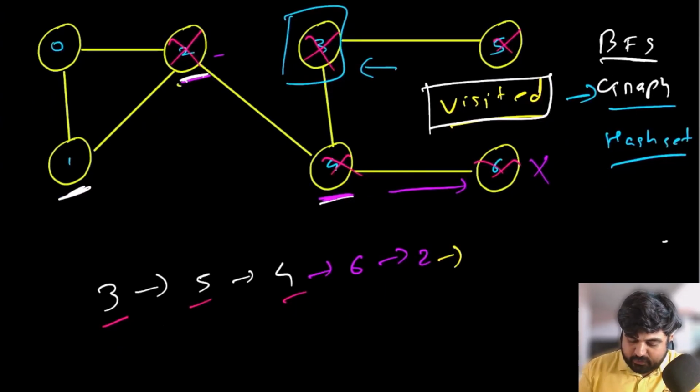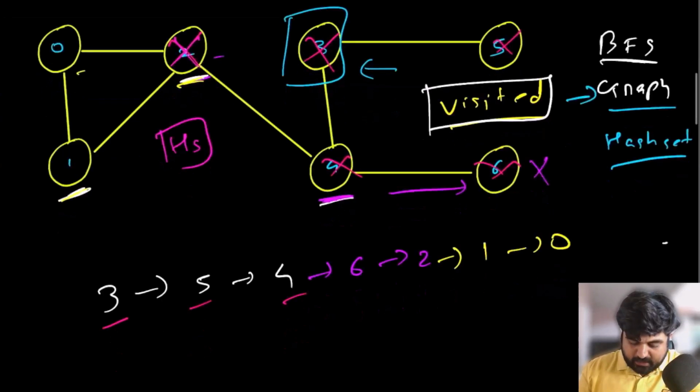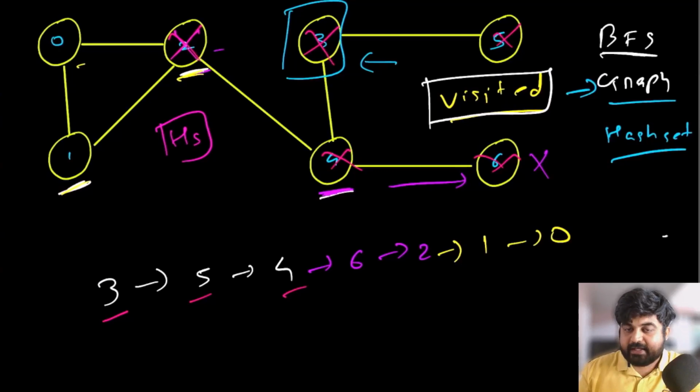So from this 2, we have 2 neighbors, 1 and 0. And remember, all the nodes that I just mentioned that we have visited, we are going to put them in a hash set. The hash set is able to quickly tell us whether any node has been visited or not, because it operates in big O of 1 time complexity to find whether any element exists inside the hash set or not. And that is why it is a great way to use a visited hash set.